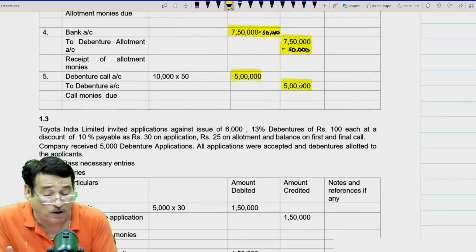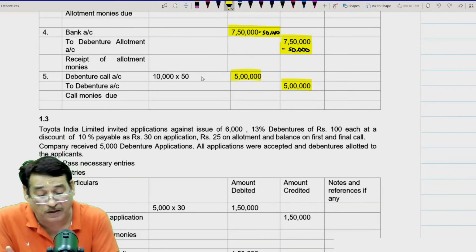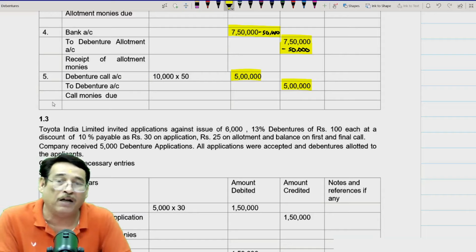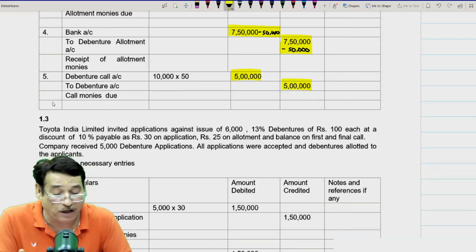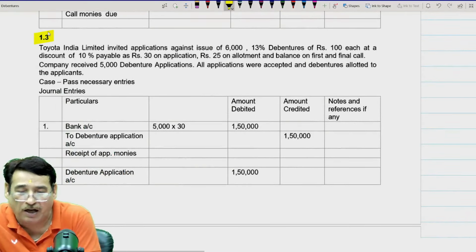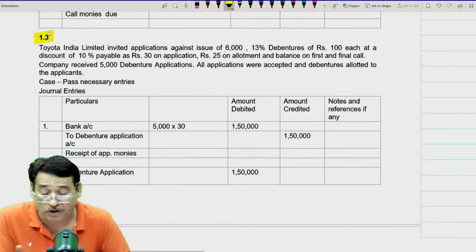After writing the call entry, this is the due entry for call money. The call money is 10,000 into 50, 5 lakh. Then you will have to write another entry, bank account debit to debenture call account, that is equal to 5 lakh, which you can do very easily. These are simple questions and you are not going to be asked any such question, to be very honest with you. It is just to actually open the chapter.